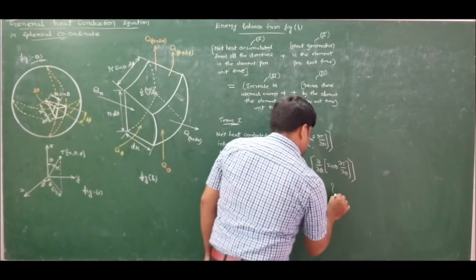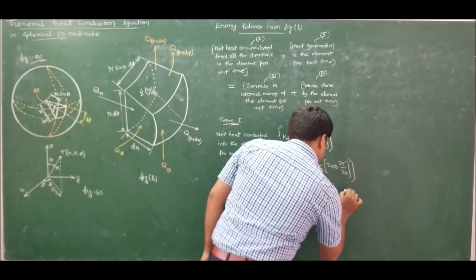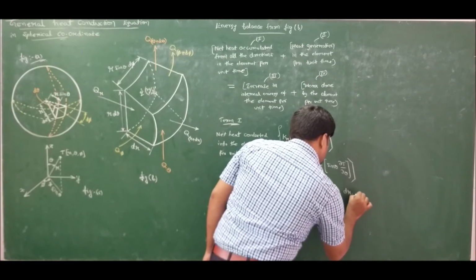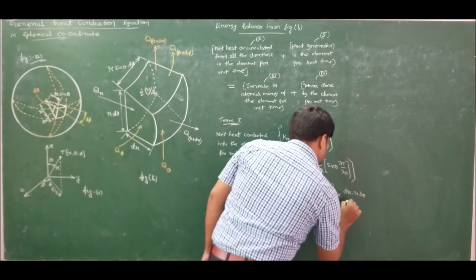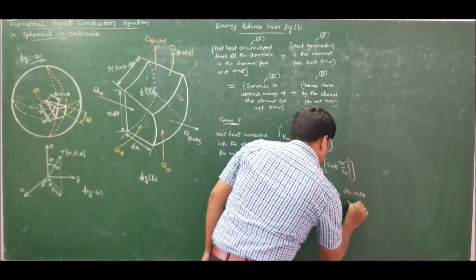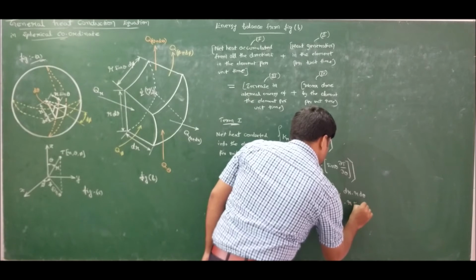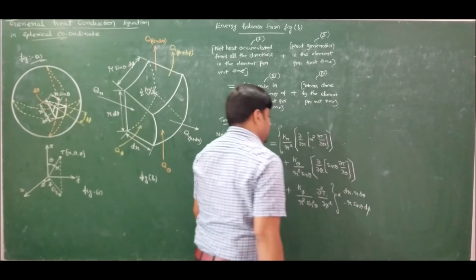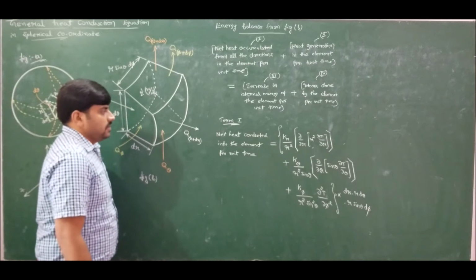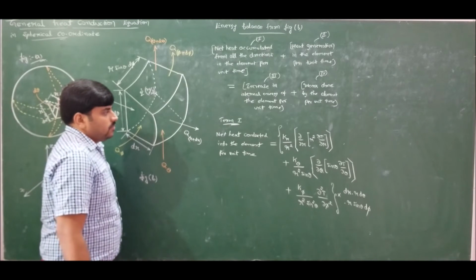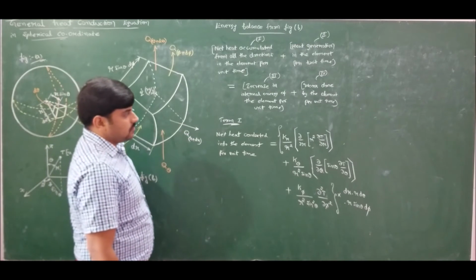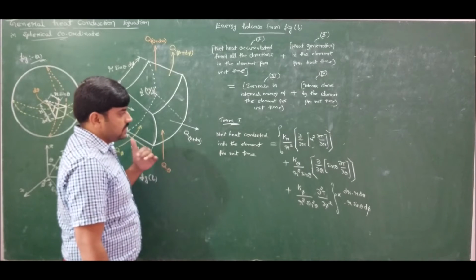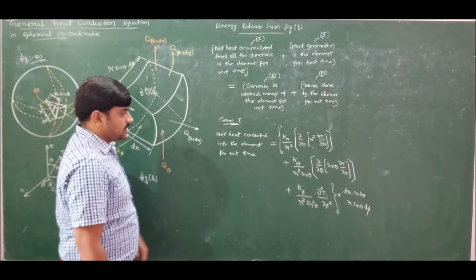We know that the volume is given by dr r d theta into r sin theta d phi. So you can cross verify that I have taken the volume common throughout and written the three terms we got just now from the r direction, theta direction and phi direction.